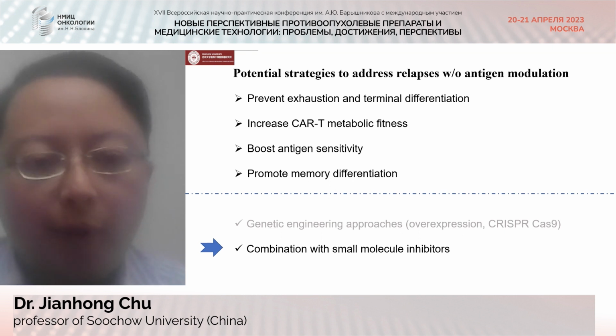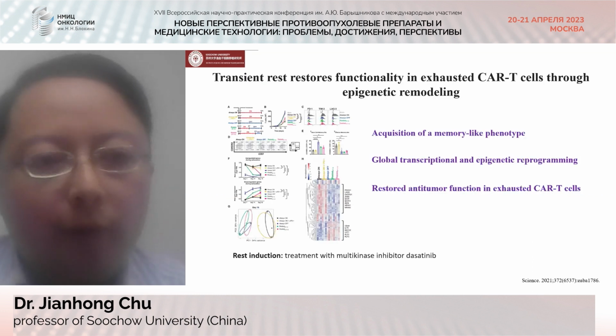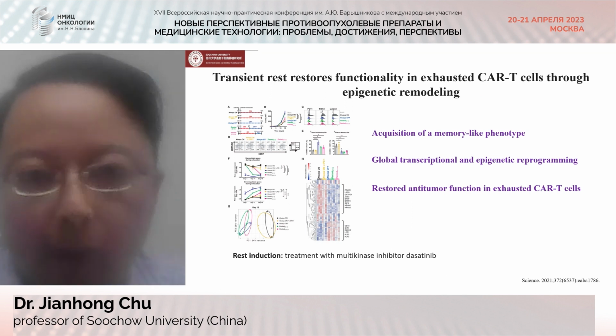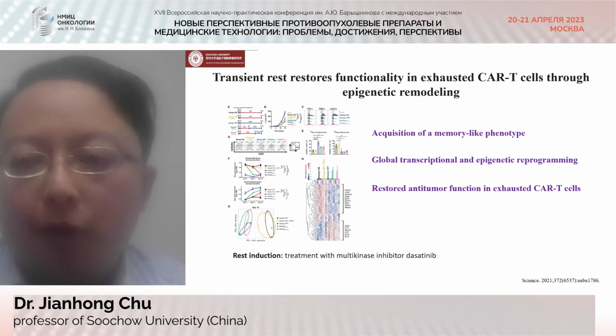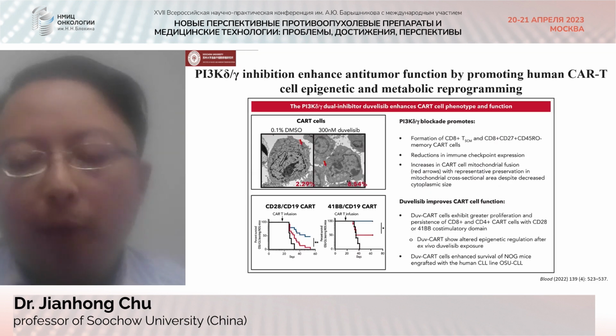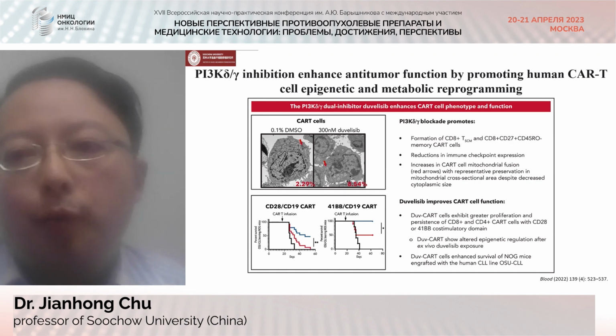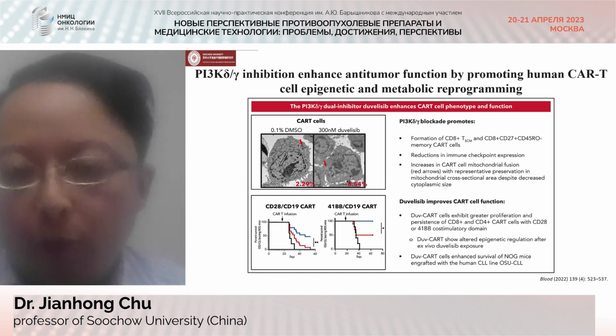Next, I will give some examples of the combination with small molecule inhibitors to enhance the effect of CAR T therapies. In this paper published in Science, the authors showed that inducing transient rest through treatment with the multi-kinase inhibitor dasatinib can restore the functionality in exhausted CAR T cells through epigenetic remodeling. In this paper published in Blood, the authors found that PI3K inhibitor pretreatment can enhance the anti-tumor function of CAR T cells, possibly by promoting epigenetic and metabolic reprogramming.